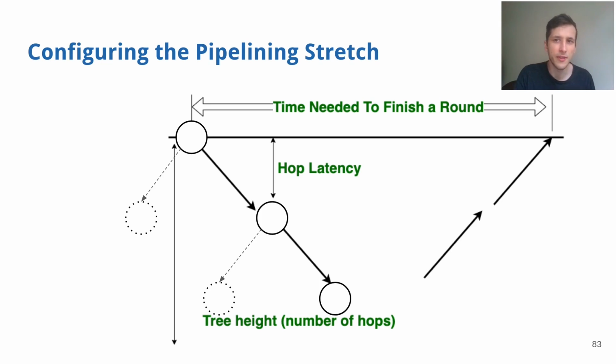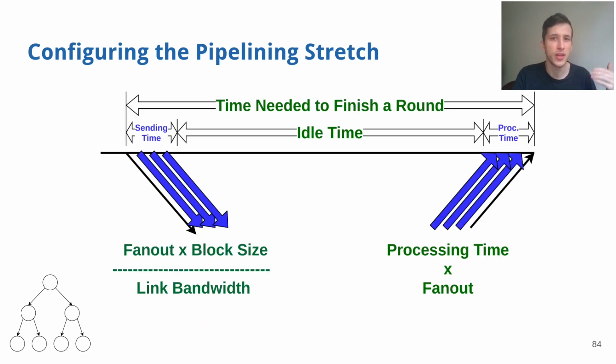Considering the total time frame it takes to finish a round, which is mostly made up of the hop latency and the number of hops in the tree, including the computation time at each step, we can calculate a subset from this, which is the idle time. In a nutshell, this is the total time minus the sending time and the processing time, where the sending time is the time it takes to propagate the blocks, depending mostly on bandwidth, block size, and fan out, and the processing time is the time it takes to compute at the root node, which mostly depends on the fan out as well.